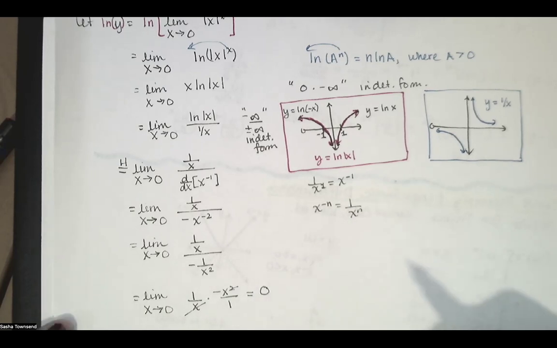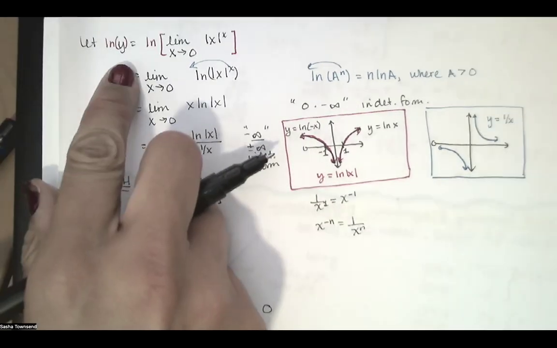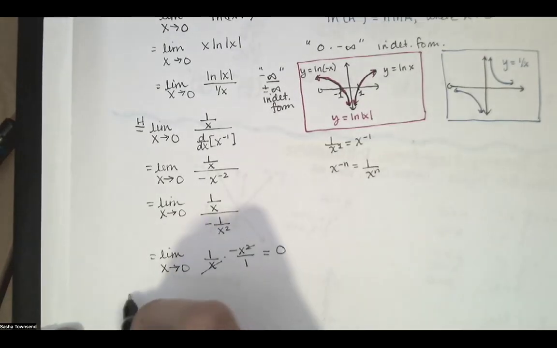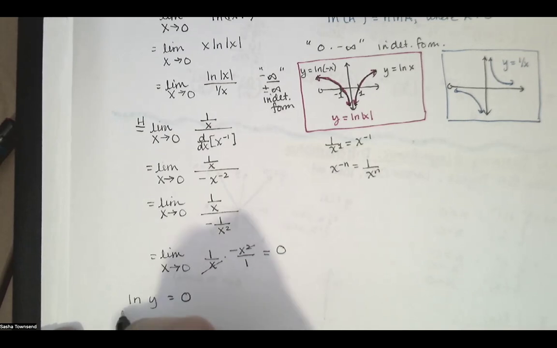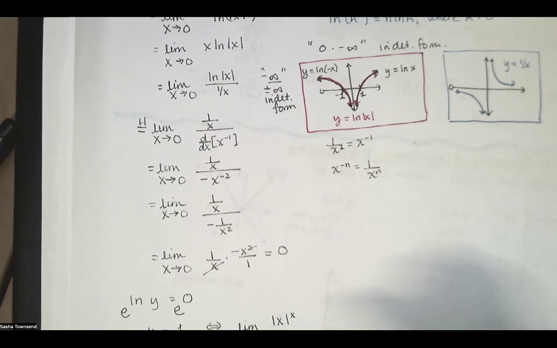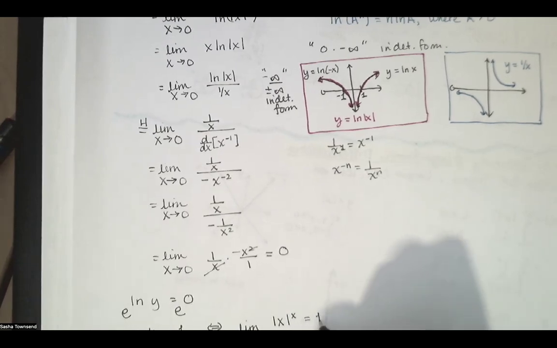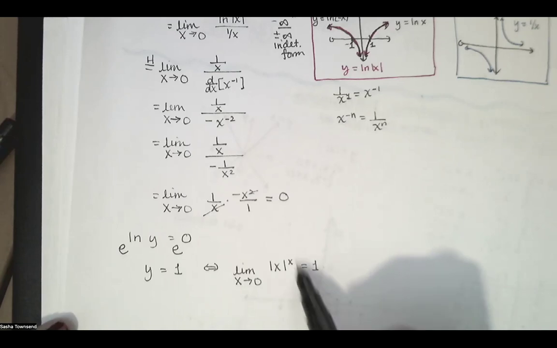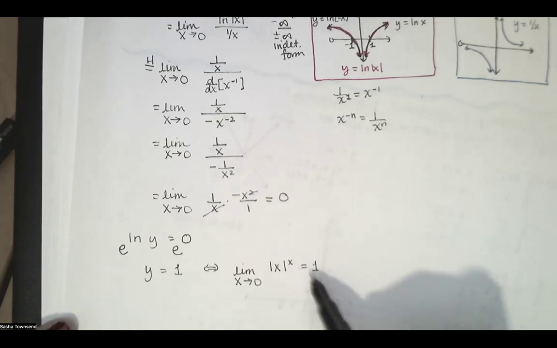So, okay, well, what does that mean? Well, it just means that the natural log of y, where y was actually the limit that we were interested in, is 0. So if the natural log of y is 0, then y is e to the 0, which is 1. Or in other words, the limit as x approaches 0 of the absolute value of x raised to the x is 1. Now, this is actually our function value.